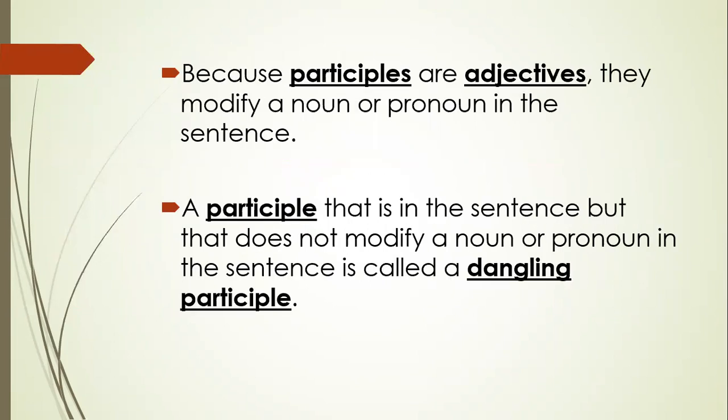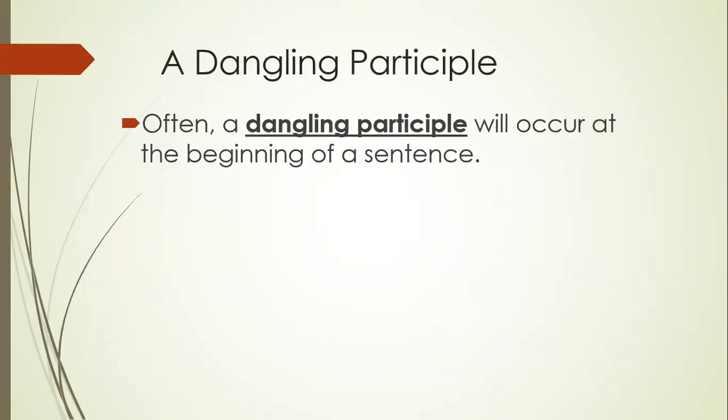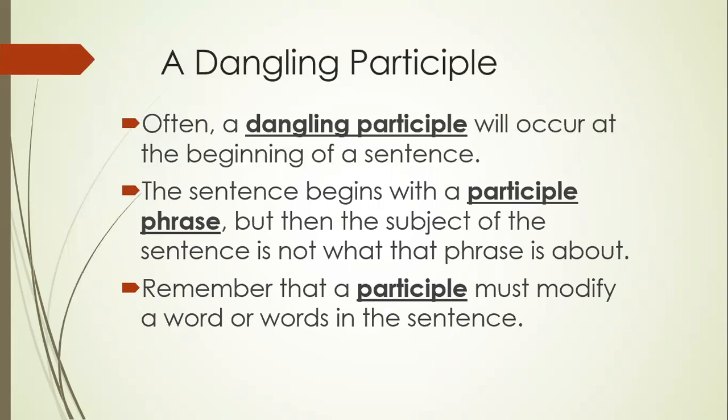Because participles are adjectives, they modify a noun or pronoun in the sentence. A participle that is in the sentence but that does not modify a noun or pronoun in the sentence is called a dangling participle. And this is a grammatical error. A dangling participle often will occur at the beginning of a sentence. The sentence begins with a participle phrase, but then the subject of the sentence is not what the phrase is about. Remember that a participle must modify a word or words in the sentence.